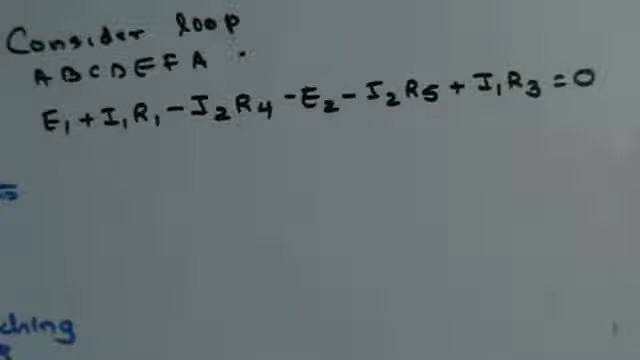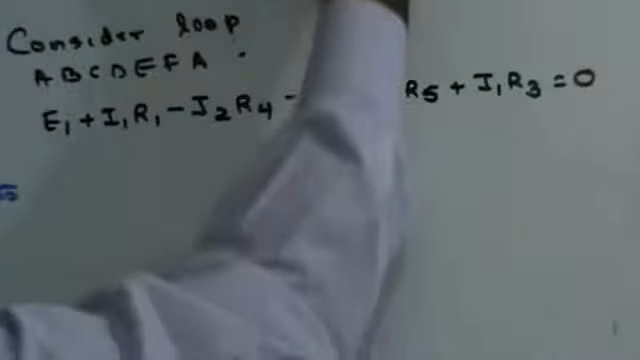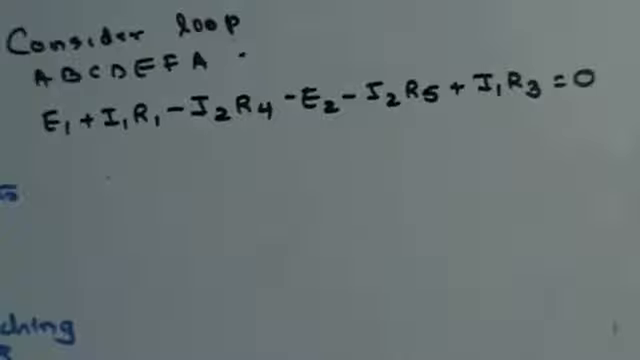Kirchhoff's second law says that the sum of the EMF and the product of current and resistance in a closed loop should be 0. Can you explain why the term is negative? I'm tracing the loop from D to E. In which direction is the current moving? In the reverse direction. As I move from D upwards, is the current entering that node or leaving that node? The current will be leaving the node.